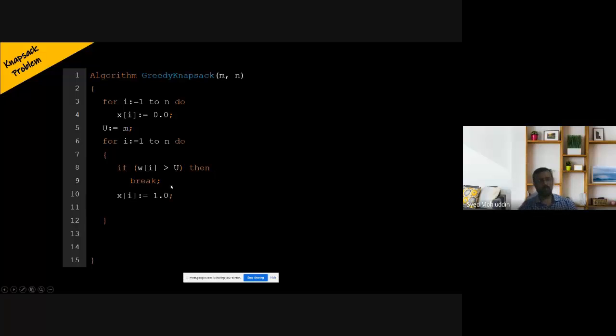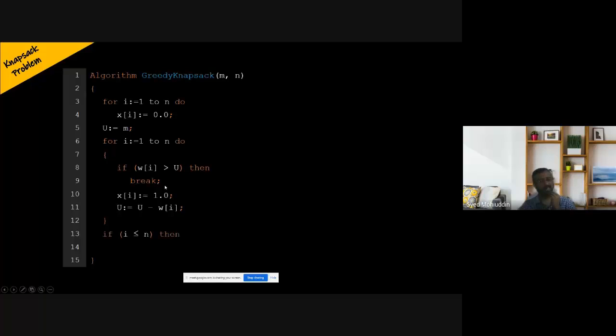Else the complete object is put in the knapsack. So the fraction of that object i will be 1. And what will be the remaining capacity now? The previous remaining capacity minus the weight of the object which is added to the knapsack. So this gives us the remaining capacity u. So u is actually the remaining capacity. So this goes on for all the n objects.